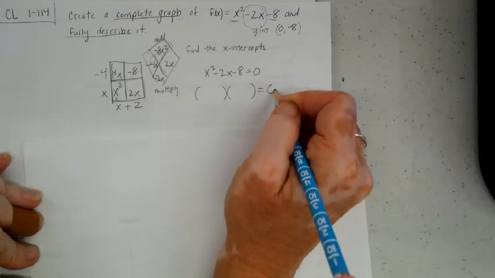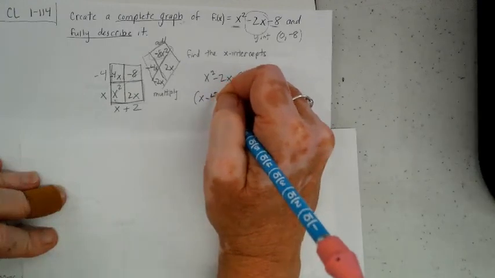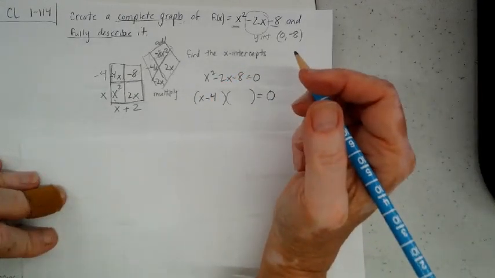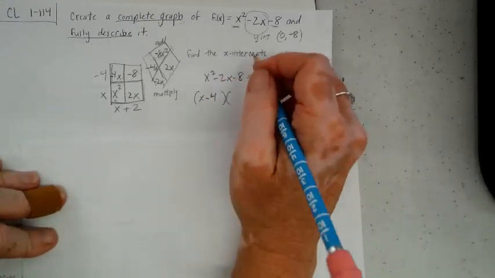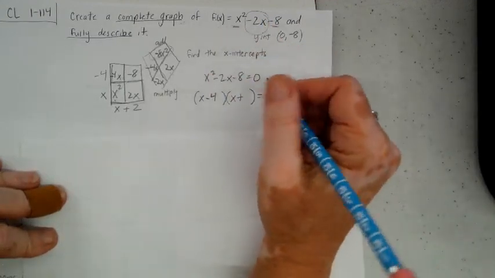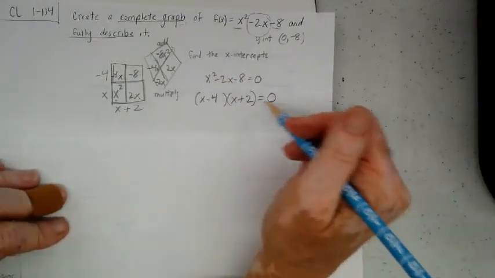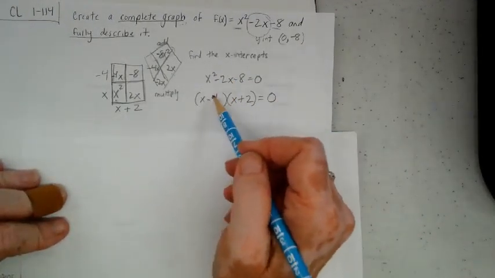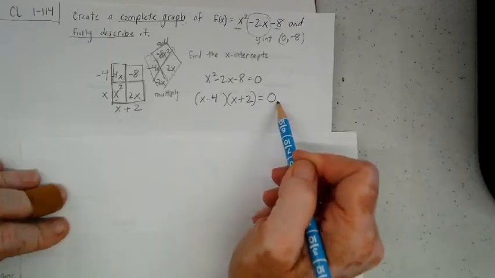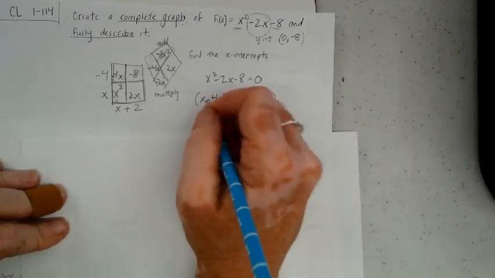Because the whole reason I got into this is I'm trying to find my x-intercepts. So you let y equal 0 to find the x-intercepts. That's why we're doing this. And so now I'm using the zero product property. If this thing times this thing equals 0, one of the two things has to equal 0. So I'm going to set them each equal to 0.